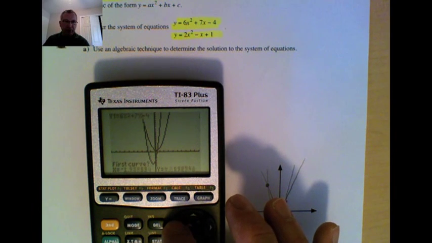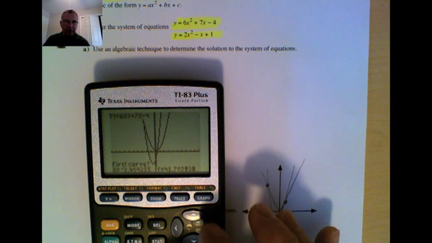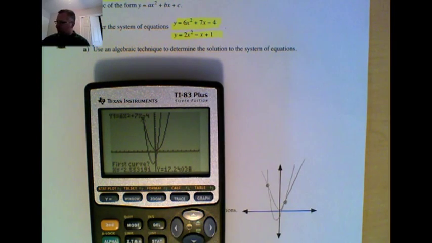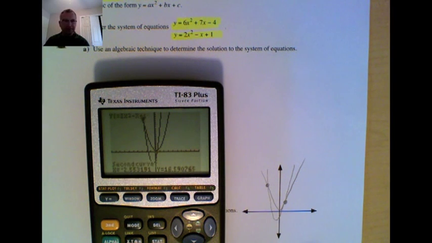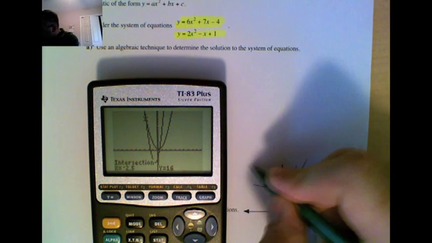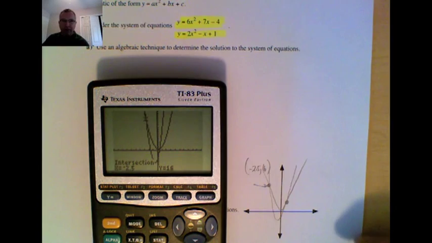I'm going to scroll to the left, use my left arrow, and keep scrolling until I'm just about or just above where that point of intersection is, and I'm going to hit enter. When it says second curve, I'm going to hit enter, and when it says guess, I'm going to hit enter. It says that this particular point of intersection, this one right here, is at negative 2.5 and 16.